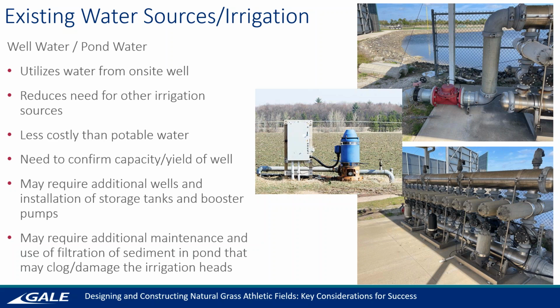If you're fortunate enough to have some good locations for groundwater, and you can get access to well water or a water source here, either a stormwater pond or an adjacent water body that you can use for irrigation, you're using the water that's already on site. By using this, you can reduce your need to use other irrigation sources, i.e. the potable water, and it would ultimately be less costly.